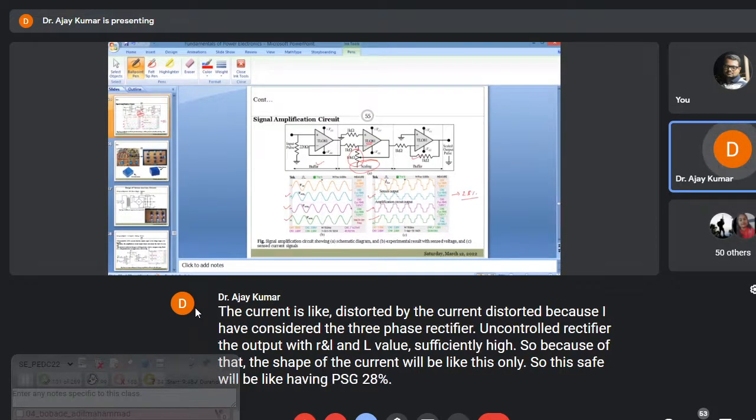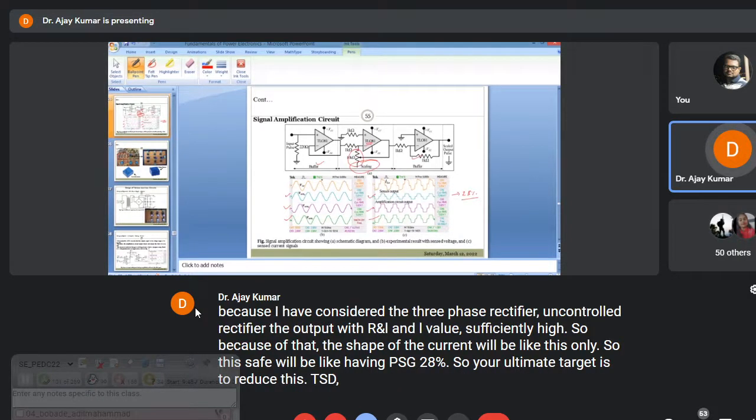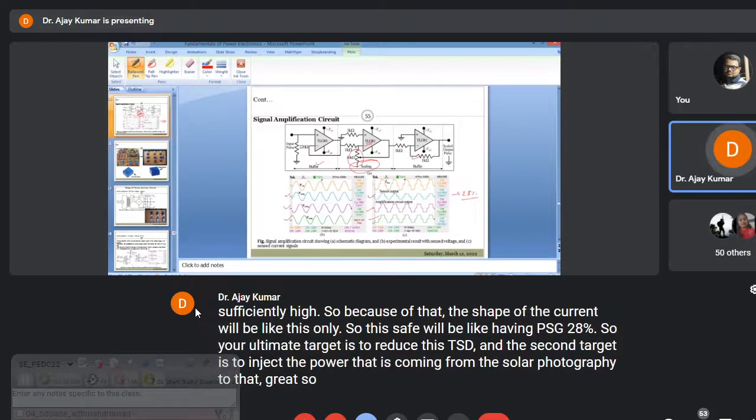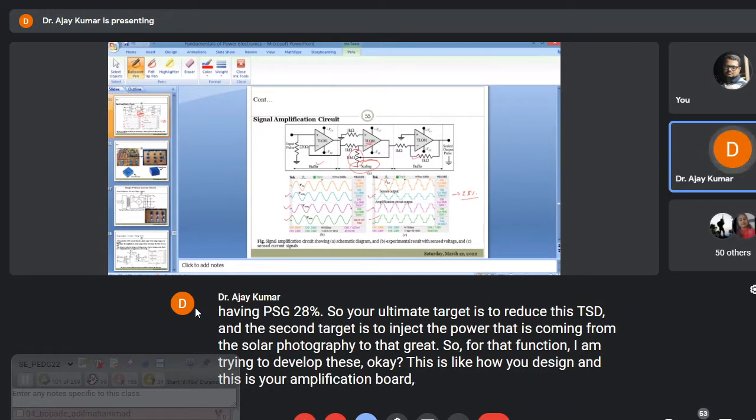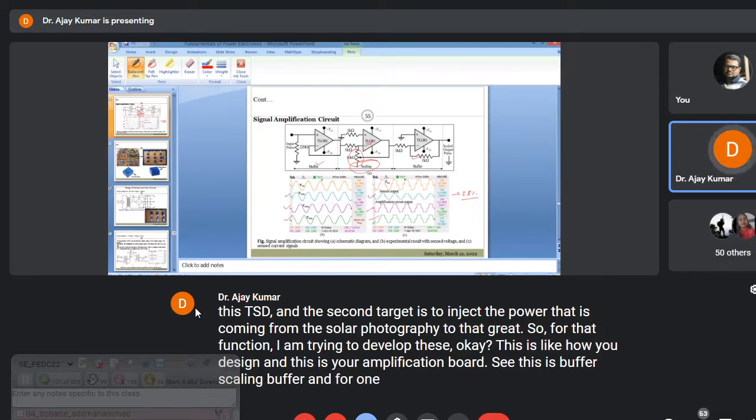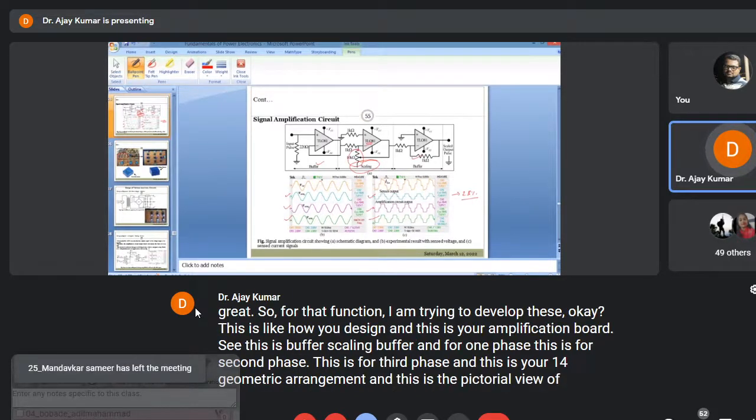So your ultimate target is to reduce this THD, and the second target is to inject the power that is coming from the solar photovoltaic to the grid. So for that function, I am trying to develop these auxiliary circuits. This is how you design your amplification board. See, this is buffer, scaling, buffer, and this is for one phase, this is for the second phase, this is for the third phase, and this is your potentiometric arrangement. And this is the pictorial view of the current sensor and the voltage sensor.